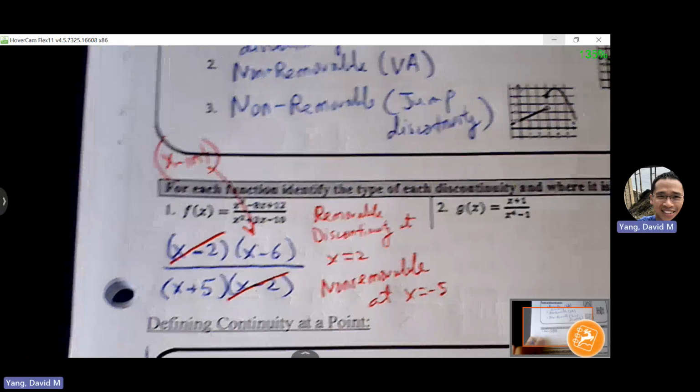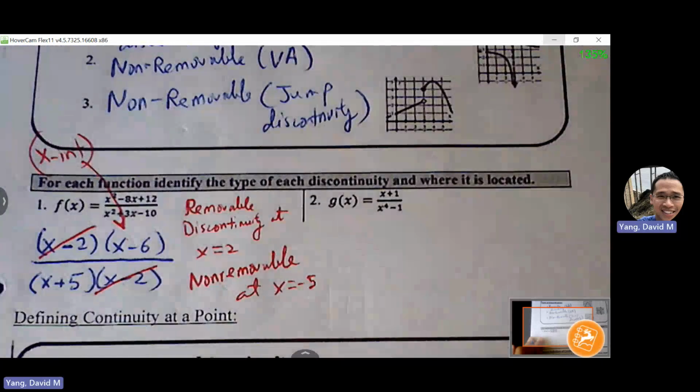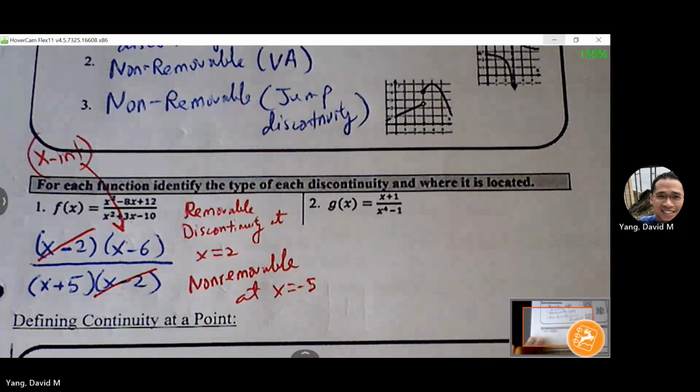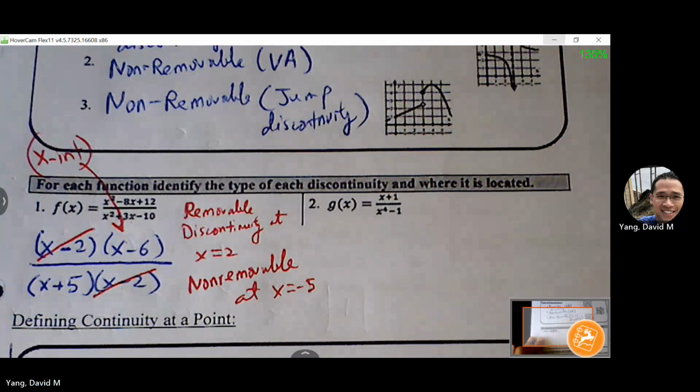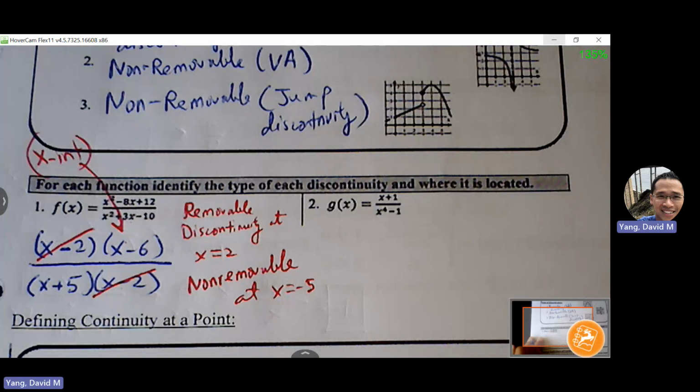Try number 2, see if you can identify those discontinuities and where they are. Just keep in mind that a difference of squares you can factor, but a sum of squares you can't factor. So if I have x squared plus 4, that stays. I can't do anything with it unless I involve imaginary numbers, but we're not working with imaginary numbers in this course.